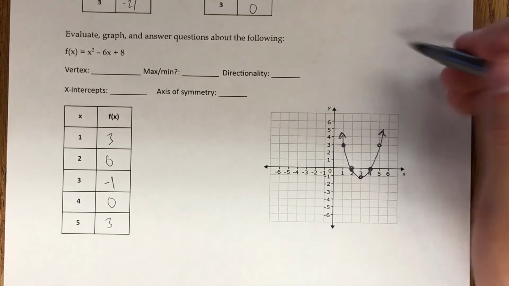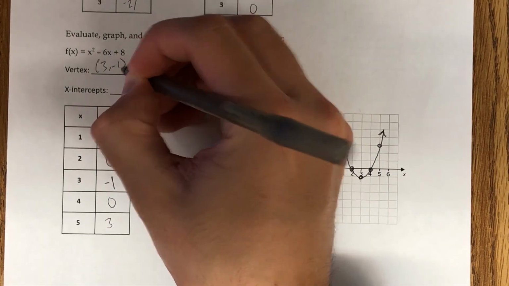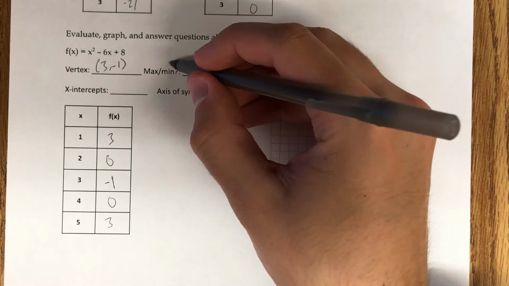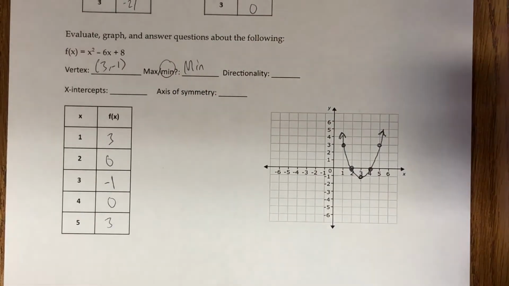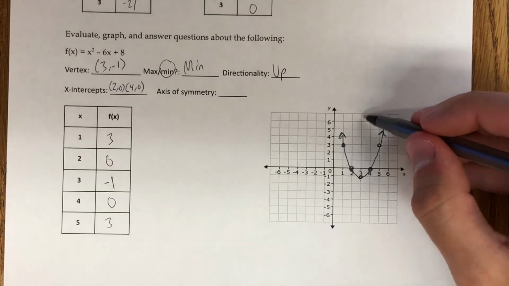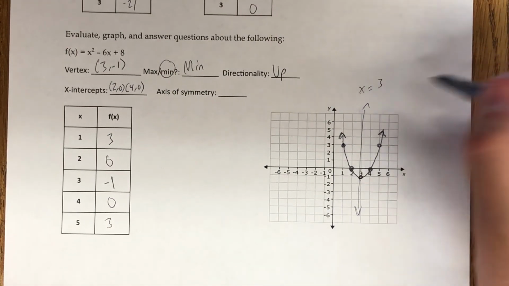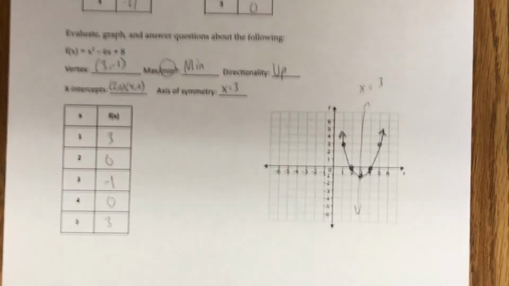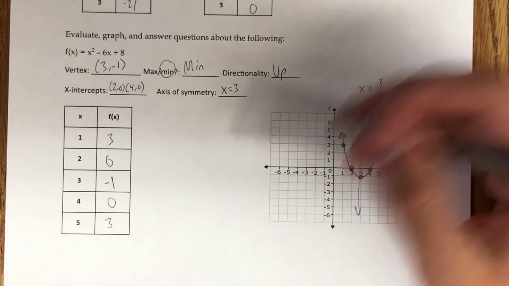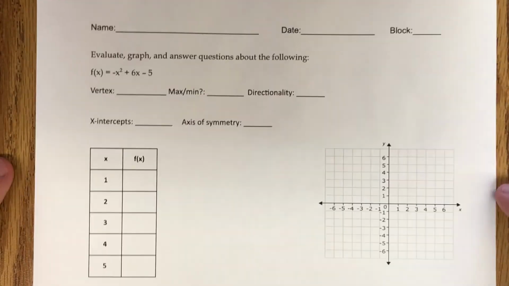So remember, the vertex is that low point, so 3, -1 is our vertex. Our vertex here is a minimum because it is a low point. It's pointing up because the arrows are pointing up. Our x-intercepts are at 2 and 4, so we describe those as 2, 0, and 4, 0. And our axis of symmetry, that line that cuts through our vertex, is x equals 3. And there we have it. So we're just putting together a couple of different things. Okay. All right, you've got one more.